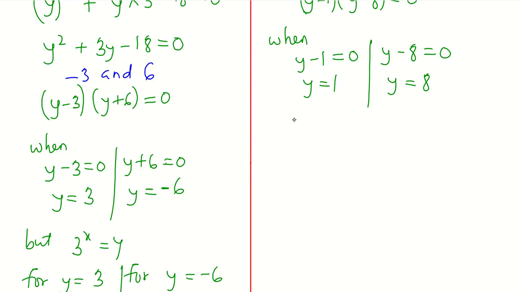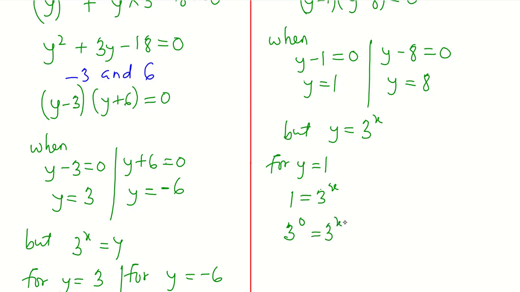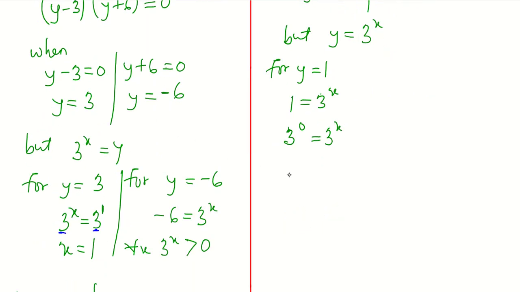But remember, we are not interested in finding y. We are interested in finding x. But we said that we should let y be equal to 3 exponent x. So it means for y equal to 1, then we are going to get 1 to be equal to 3 exponent x. Now we are saying that 1 can be written as 3 exponent 0, and 3 exponent x is equal to that. So at this moment, since the bases are the same, we can say that x should be equal to 0. Now let's see the other side of the quadratic equation.